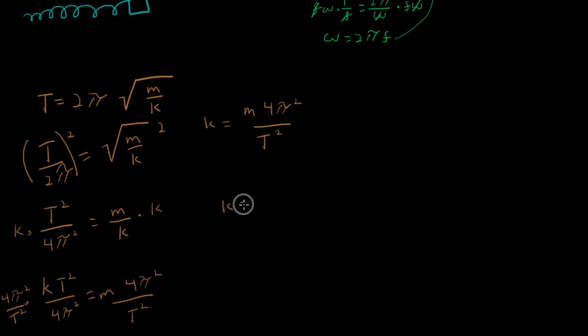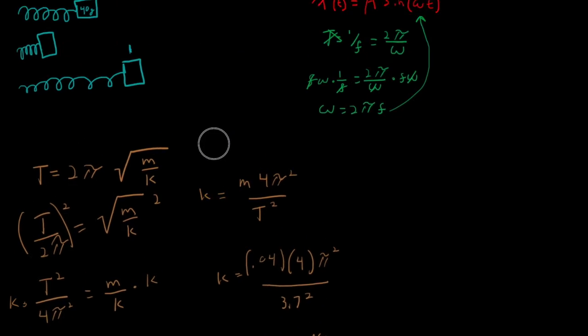So I'm just going to plug those numbers in. My mass was 40 grams, and I need that to be in kilograms. So that's going to be 0.04 kilograms times, let's put that in parentheses, times 4 times pi squared, divided by, and then my period was 3.7, 3.7 squared. And I get a k value of 0.115. It's going to be newtons per meter. All right, so let's report that up here.